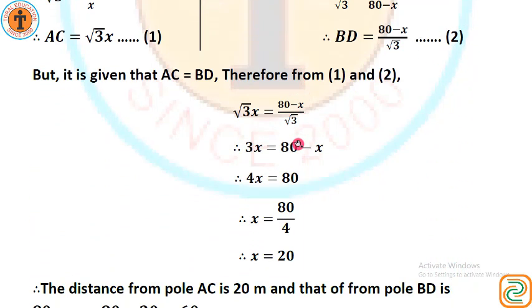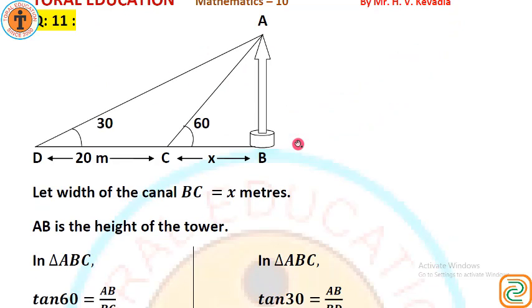Question number 11. TV tower. Here is the figure. This is my TV tower. I have drawn the figure. The tower stands vertically on the bank of a canal. From a point on the ground on the other bank, directly opposite the tower, the angle of elevation of the top of the tower is 60. BC is the canal, and from here the angle is 60.